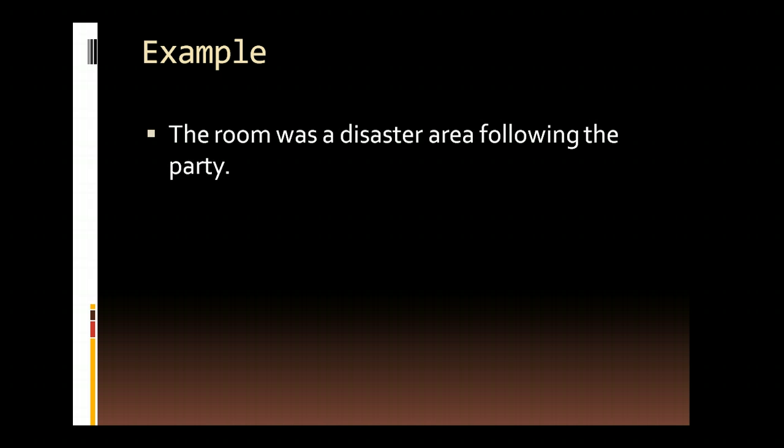Second example, the room was a disaster area following the party. Looking for a verb. Following is ing, but it's not actually a verb in this sentence. The verb here is was. Was from our list is a linking verb. So we need the simple subject too, just because it's a good idea to check. In this case, the room. The room was what? Pick one thing. You might want to say it's a disaster. And that makes sense, except for one problem. What do you do with the word area? Following the party is a phrase, and you can take following the party out. The room was a disaster area.